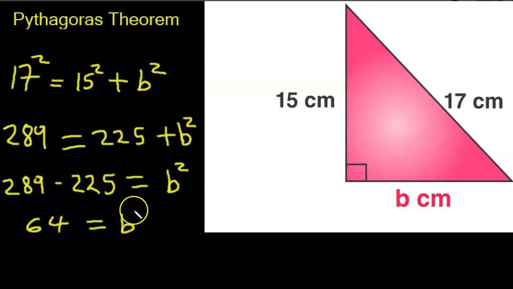In other words, when you square the value of B, you get 64. So which value do you square to get 64? Correct, it is 8, or you could say we take the square root of both sides. So the square root of B square is B, and the square root of 64 is 8. So B is 8, which means the base of this triangle here is actually 8 centimeters.